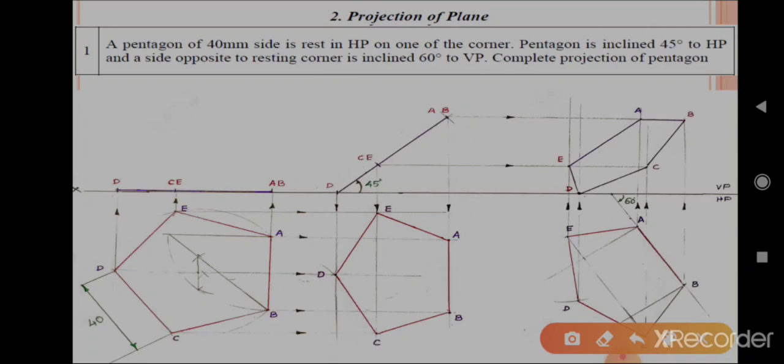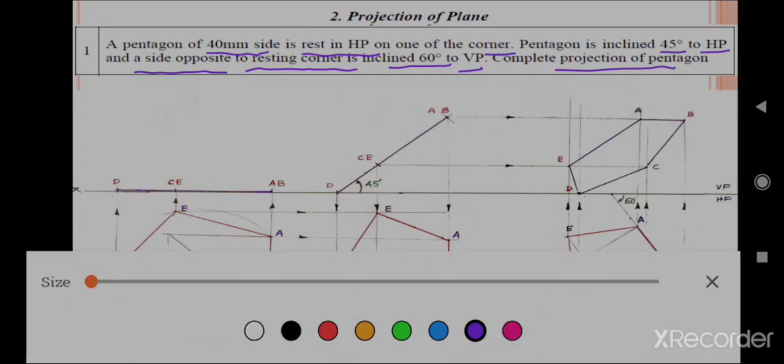A pentagonal plane having the side 40 mm rests in HP on one of the corners, and the pentagon is inclined 45 degree to HP, and the side opposite to the resting corner is inclined 60 degree to VP. Complete the projection of the pentagon.